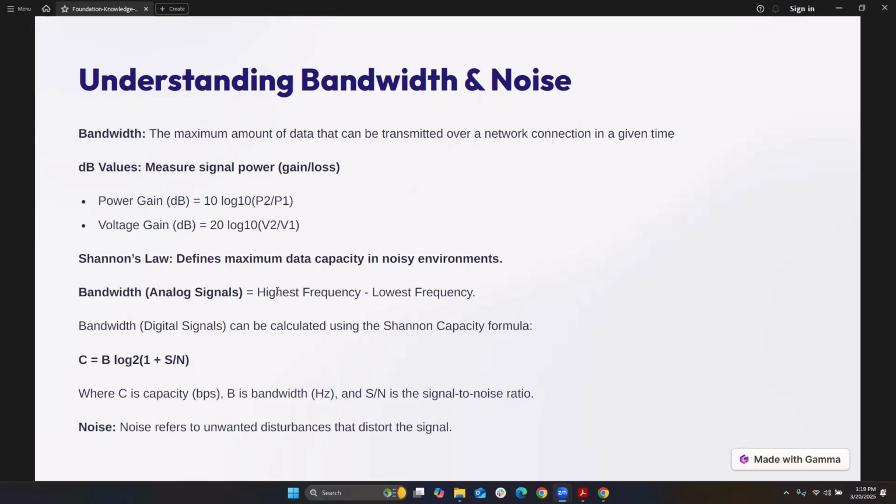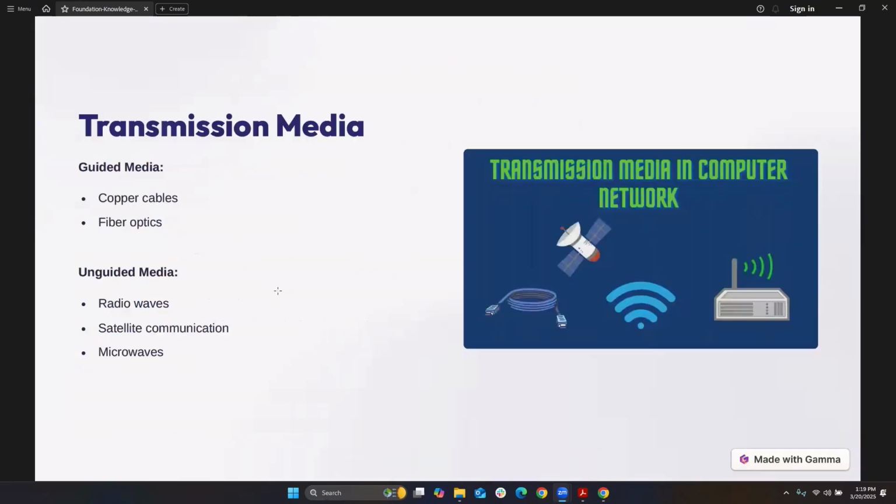We can move on to the next topic: transmission media. Transmission media refers to the path through which data is transmitted from one place to another. It can be categorized into two types. The first is guided media, used in wired communication. Guided media consists of physical cables that carry signals from one device to another. It is considered more secure and stable than wireless communication. Examples are copper cables or fiber optics, which are commonly used in Ethernet connections and telephone lines.